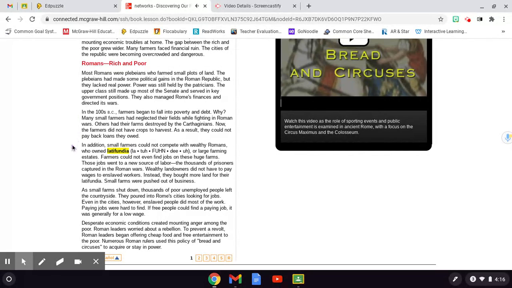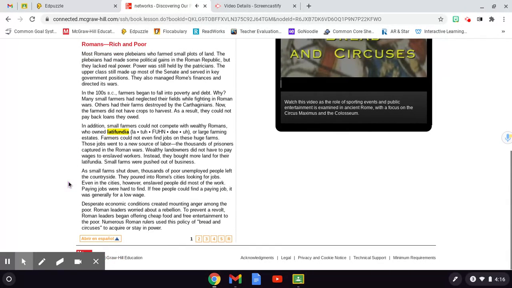In addition, small farmers could not compete with wealthy Romans who owned latifundia, or large farming estates. Farmers could not even find jobs on these huge farms. Those jobs went to a new source of labor, the thousands of prisoners captured in the Roman wars. Wealthy landowners did not have to pay wages to enslaved workers. Instead, they bought more land for their latifundia. Small farms were pushed out of business.